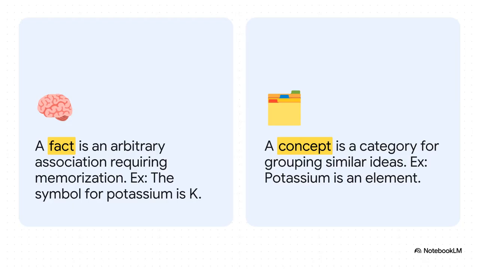Let's just quickly clear up a common point of confusion, the difference between a fact and a concept. A fact is a simple link you just have to memorize, like knowing the chemical symbol for potassium is K. The concept is the bigger bucket it belongs in, in this case, the concept of elements. Nailing this difference is crucial for building clear instruction.